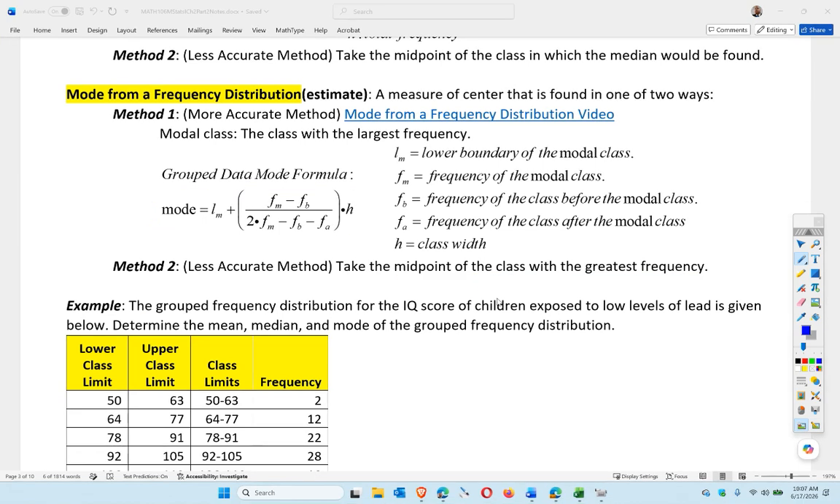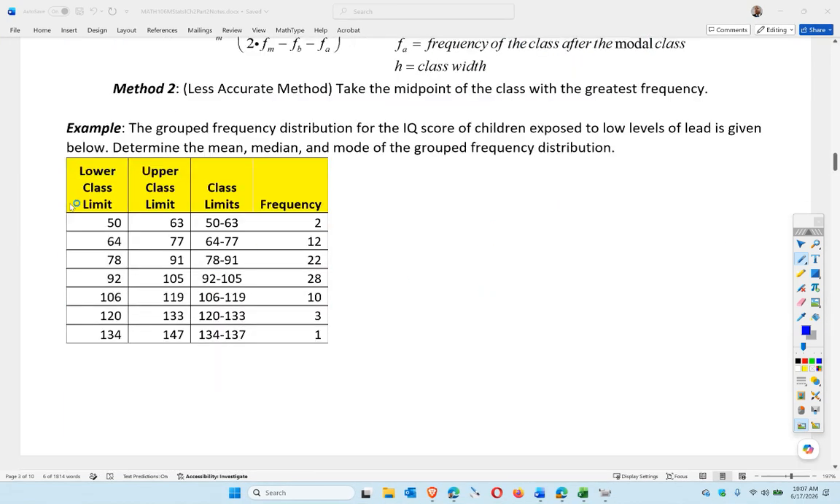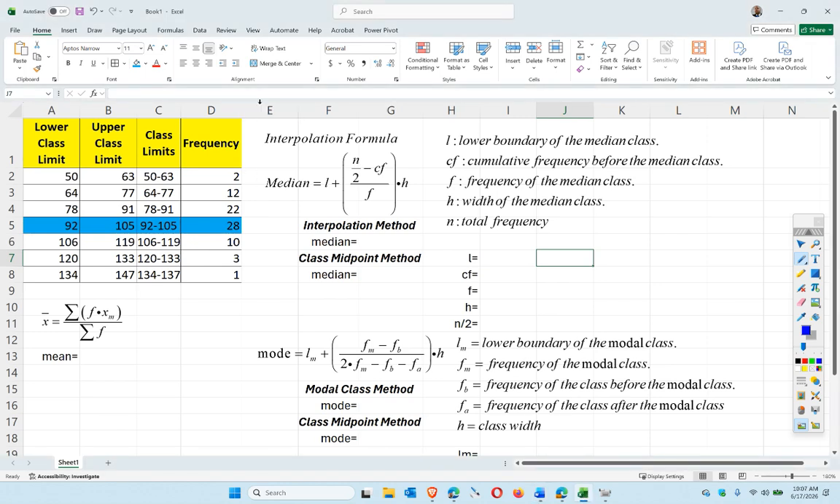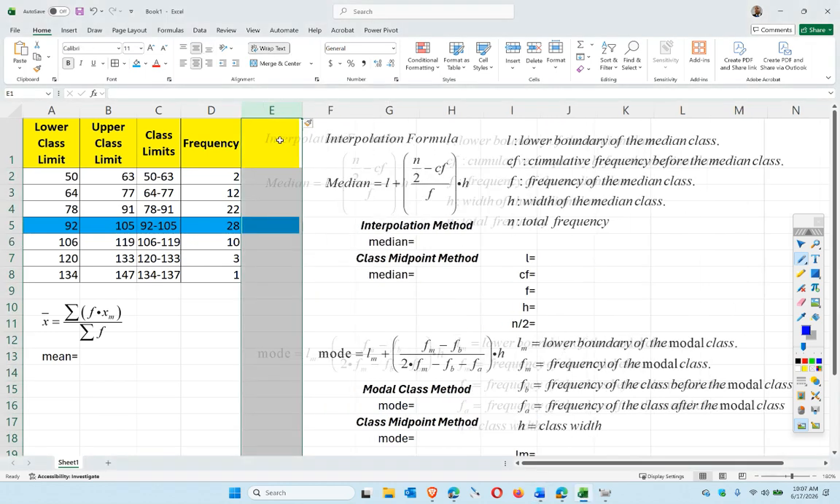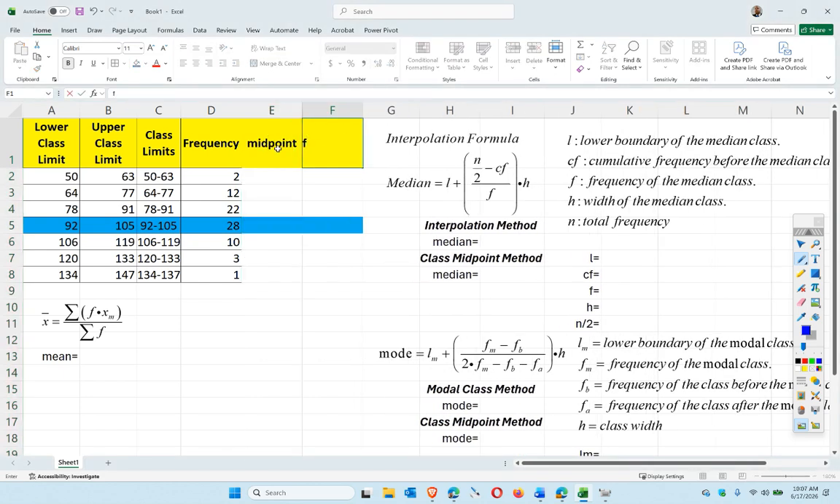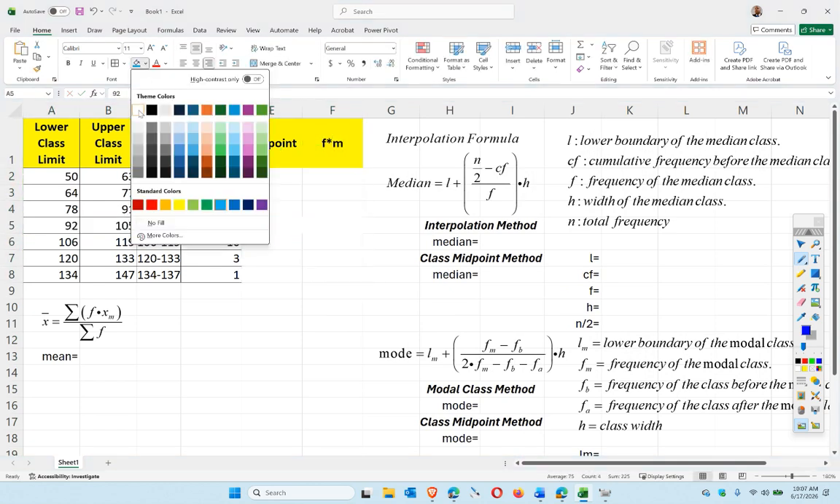So let's take the data for the IQ scores of children exposed to low levels of lead that we've done before, and this is the table we had made in the previous lesson for the lead data essentially. Okay, so let's put this in a spreadsheet and we're going to add in two columns, right? The things that we need to do this are midpoint and frequency times midpoint.